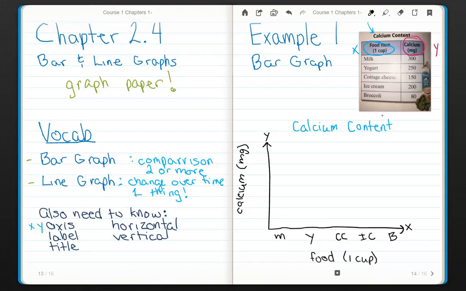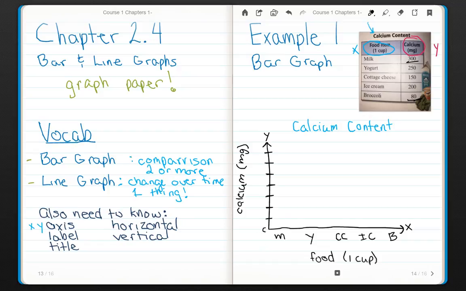So then I have to figure out how to label. So I see a minimum of 80, and I see a maximum of 300. So the difference between those two is 220. I think I'm going to go ahead and count by 50s. It doesn't matter what you count by as long as they are even.